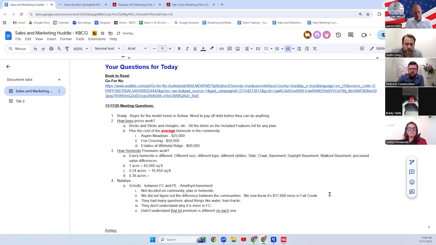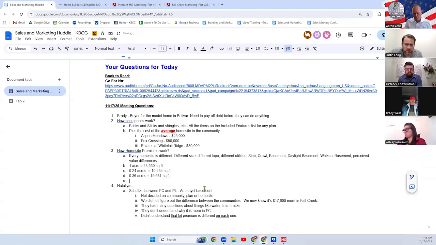If I go 43,560 times 0.36, I get 15,681 square feet. The difference between the two is 5,227.